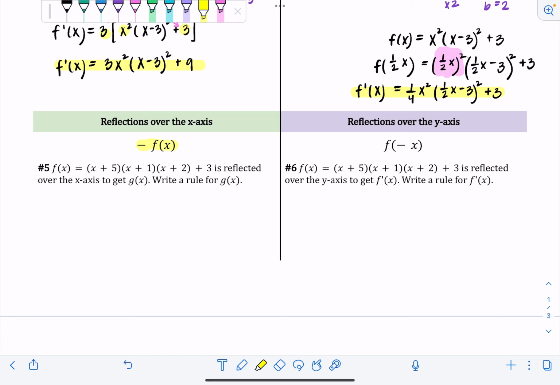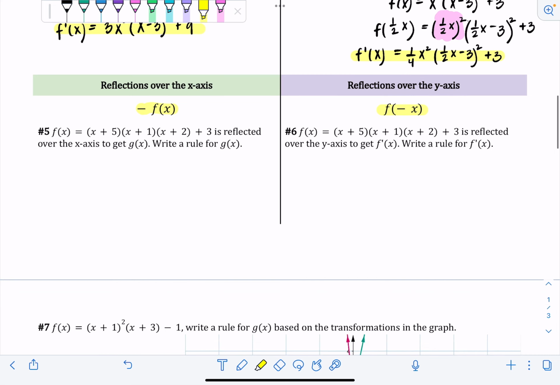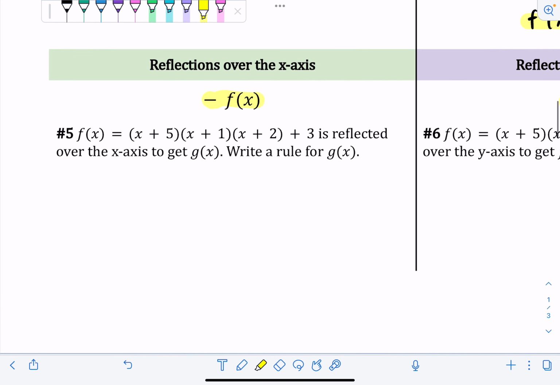And then for the y-axis, we're negating the input. The input is the x values. So picture if I have a bunch of positive x values and I make them negative, they're going to flip over the y-axis. So that would be f of negative x to reflect over the y. So for number 5, f of x equals x plus 5 times x plus 1 times x plus 2 plus 3 is reflected over the x-axis to get g of x. Write g of x.